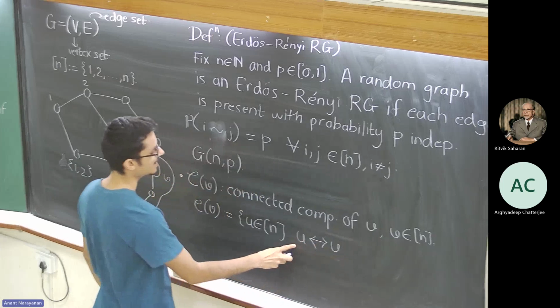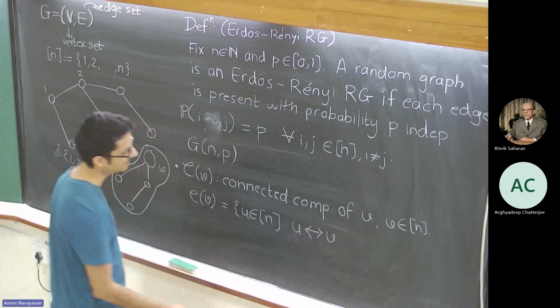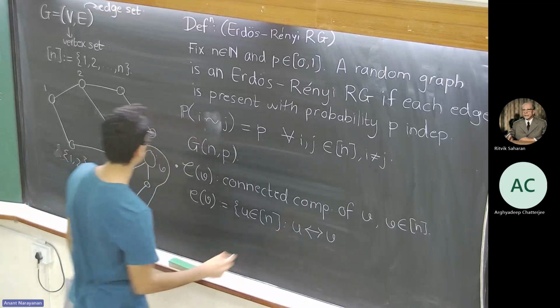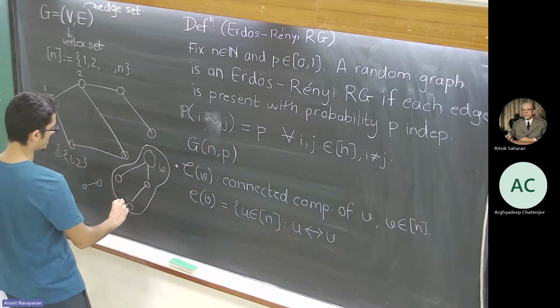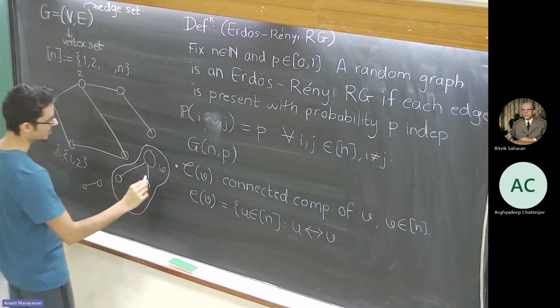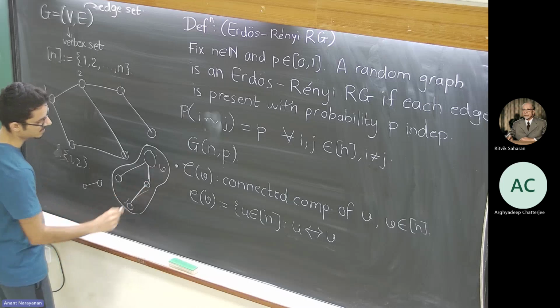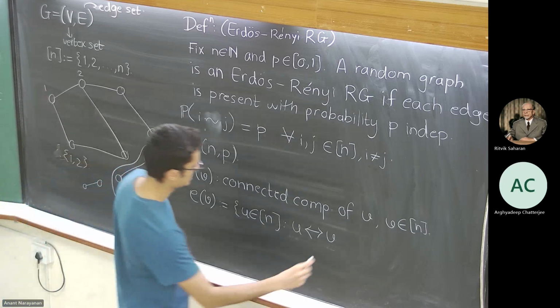This notation means that there exists a path from u to v in the graph via edges. So in this, let's say this belongs to the connected component, so you can go via these two edges.